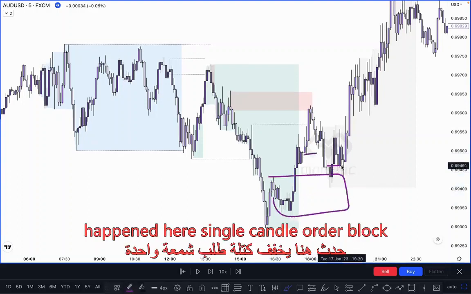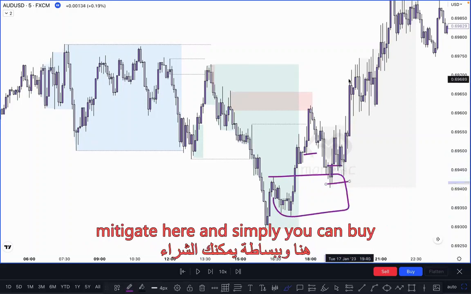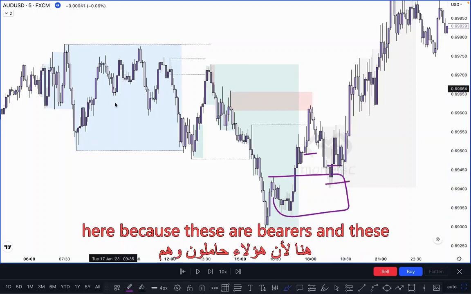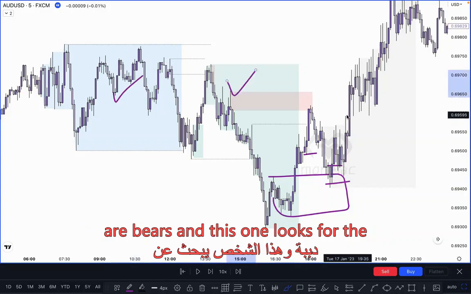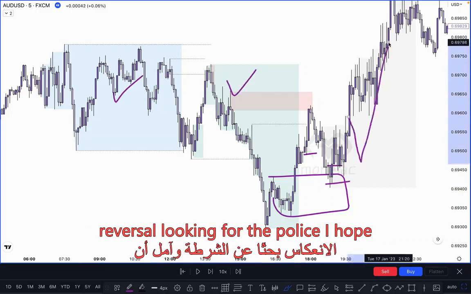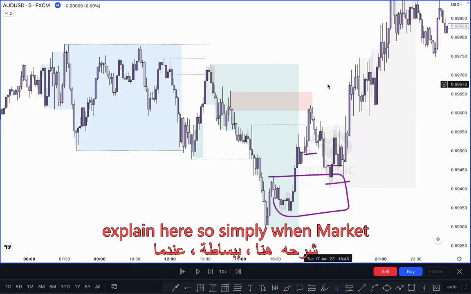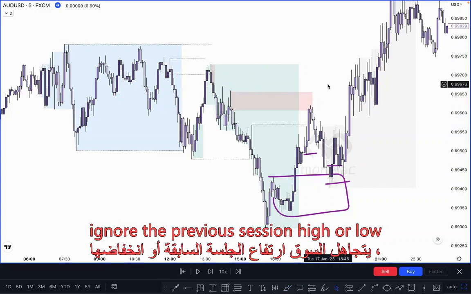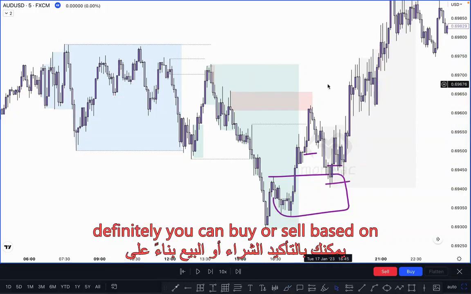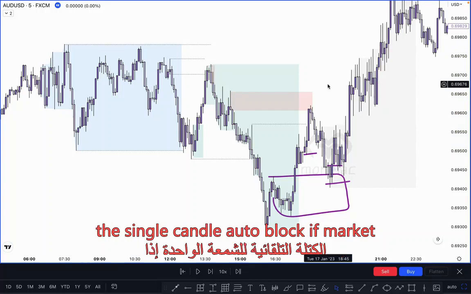What happened here? Single candle order block, mitigate here, and simply you can buy here because these are bearish and these are bearish, and this one looks for the reversal, looking for the bullish. I hope you understand what I am trying to explain here. So simply when the market has taken out the previous session high or low, definitely you can buy or sell based on the single candle order block.